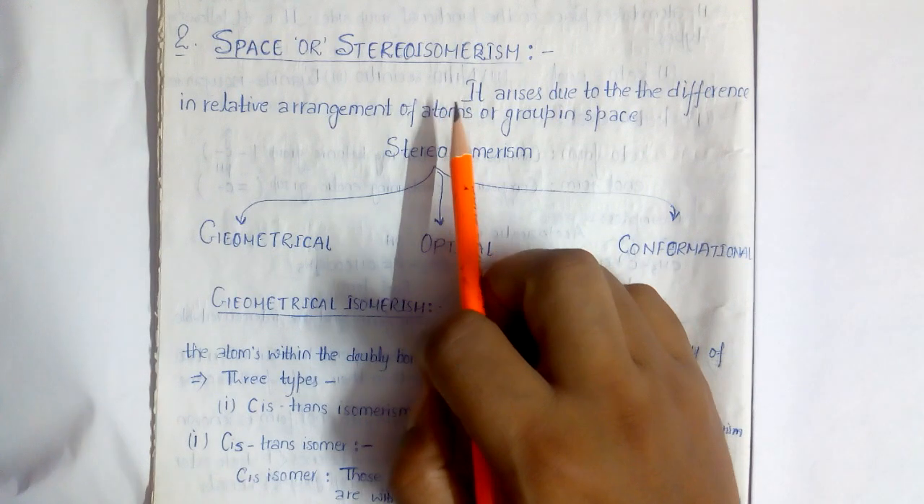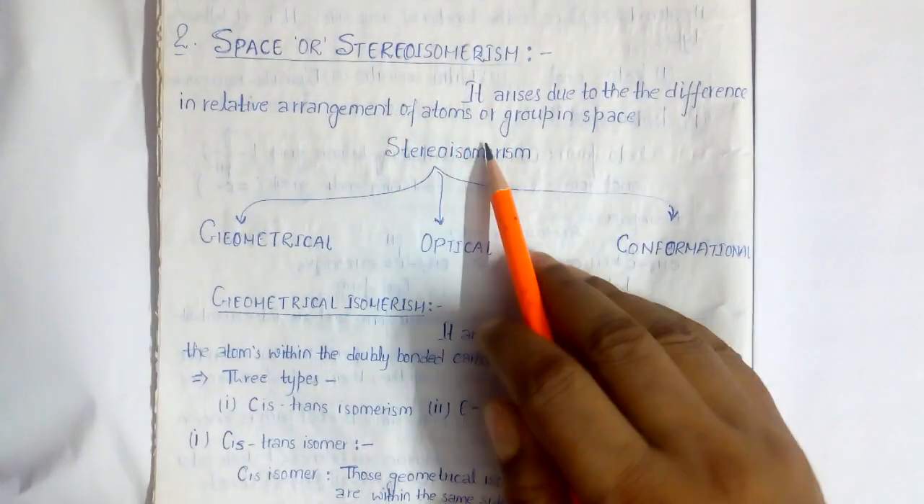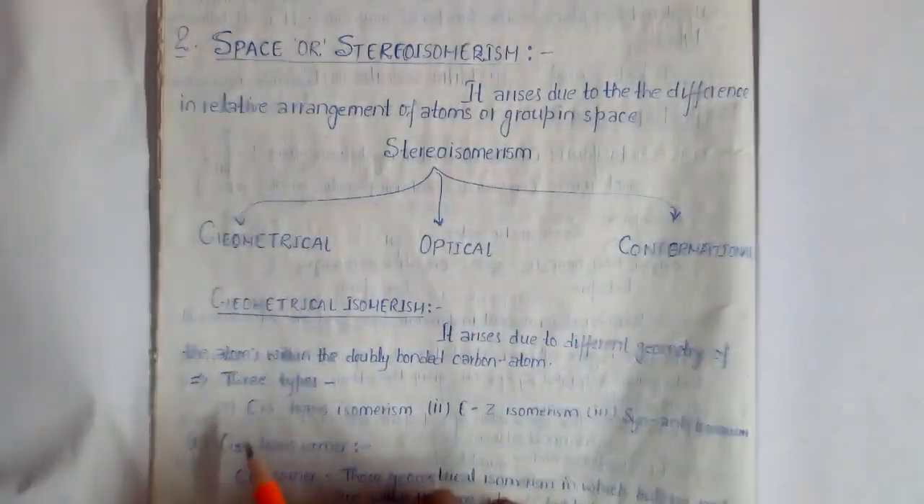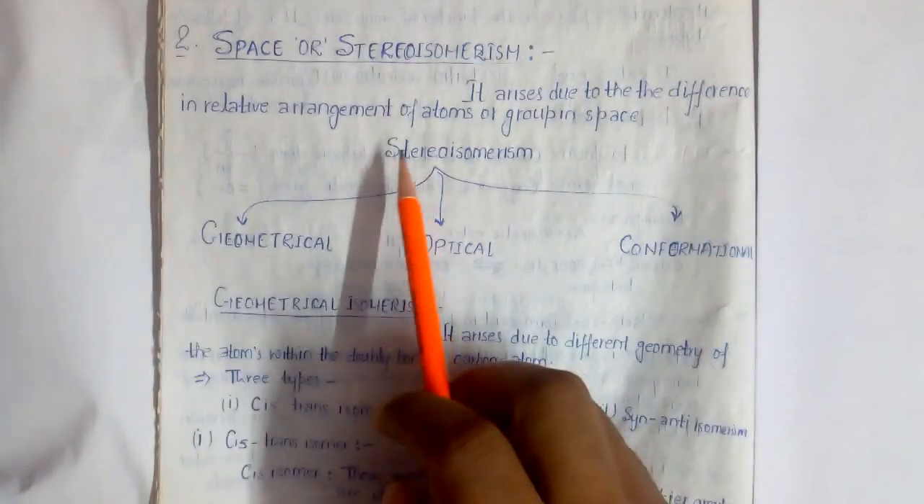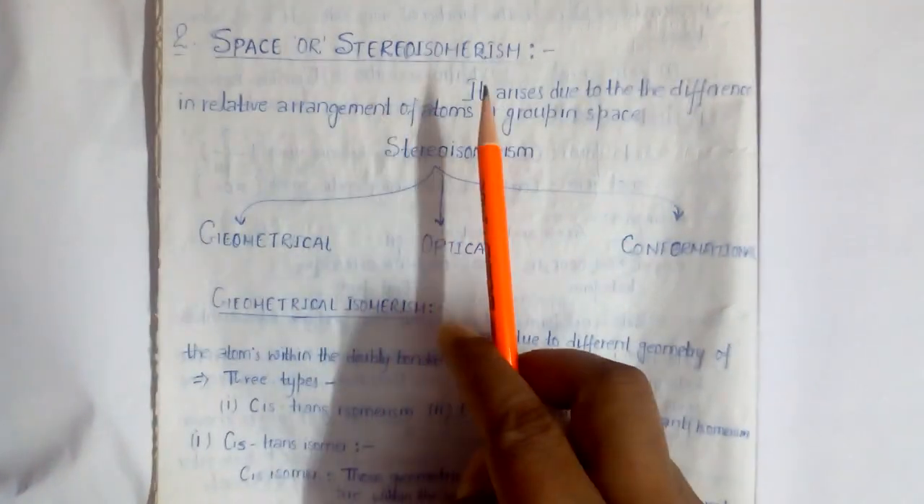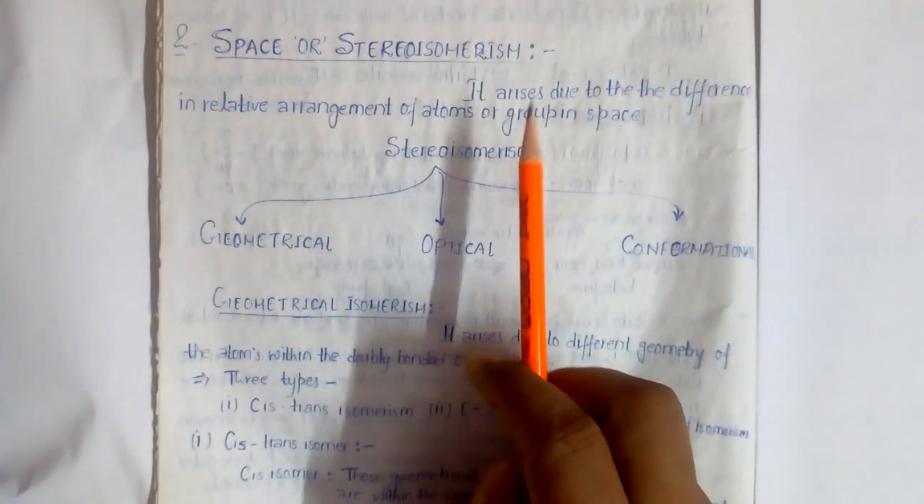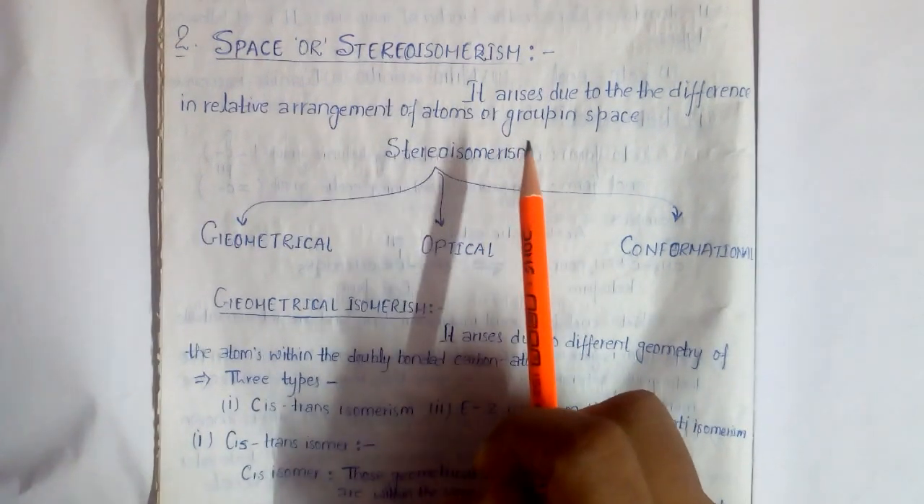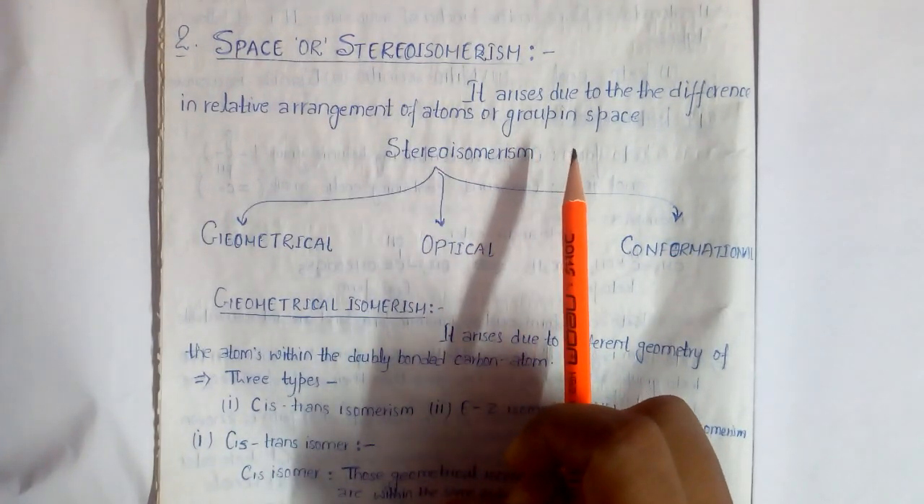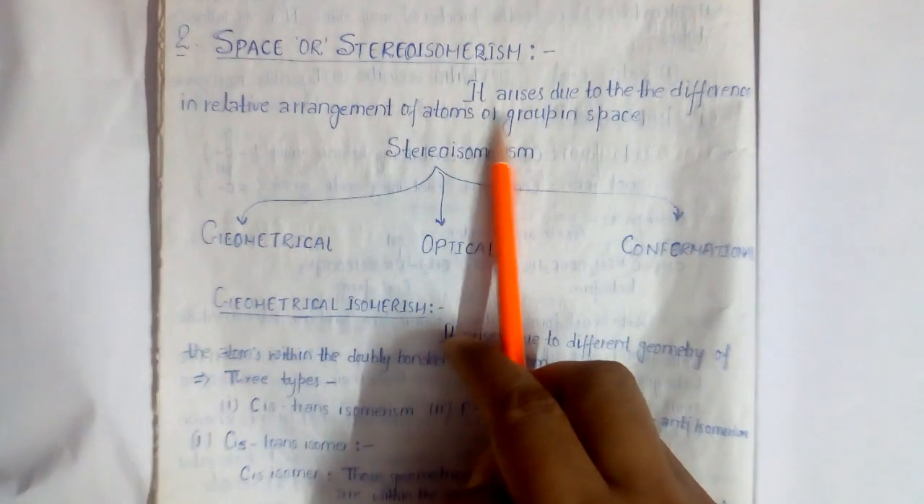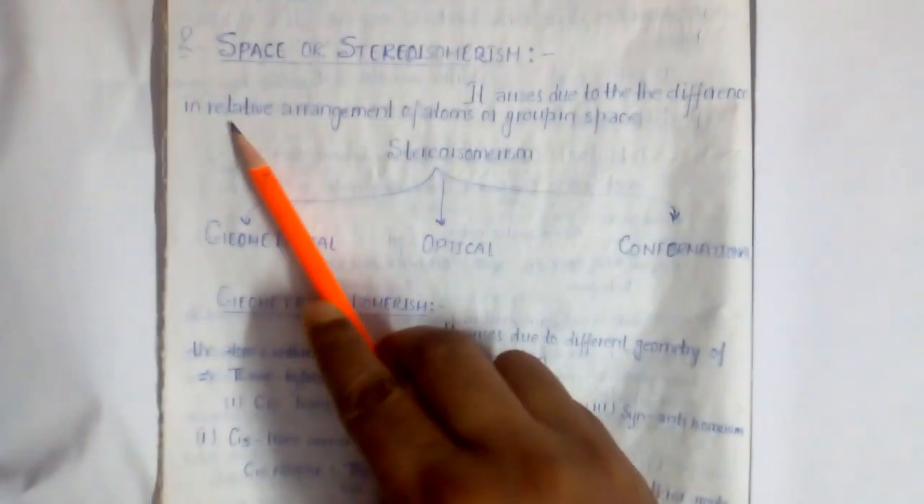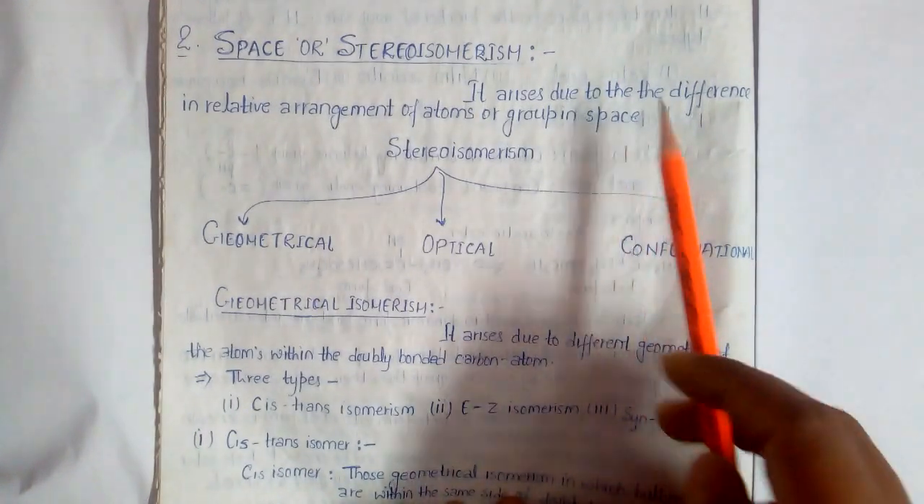Now today we are going to discuss another form of isomerism, and that is very important for 11th, 12th, as well as for competition purposes. This is space or stereoisomerism. Stereoisomerism arises due to different orientations of atoms or groups of atoms in space. It arises due to differences in the relative arrangement of atoms or groups in space.